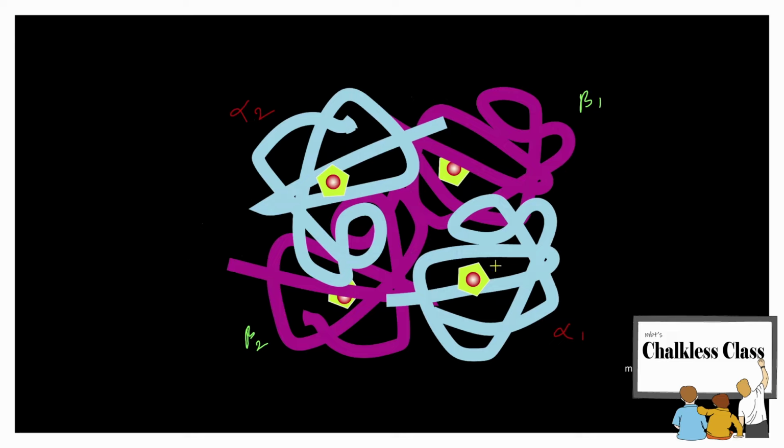Each polypeptide chain has one iron containing heme group. So, thus 4 heme groups are present in the hemoglobin molecule. Each heme group is capable of binding one oxygen molecule. So, how many heme groups here? Total 4. 1, 2, 3, 4. So, 4 oxygen molecules can bind to these heme groups. Thus, they form oxyhemoglobin. When 4 oxygen molecules are attached to the hemoglobin, then we say that hemoglobin is 100% saturated.